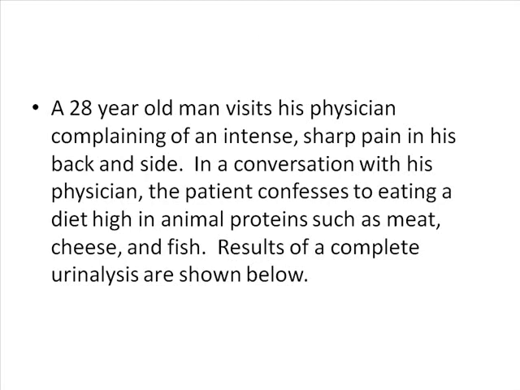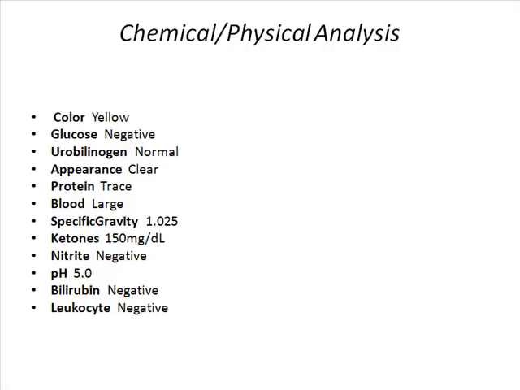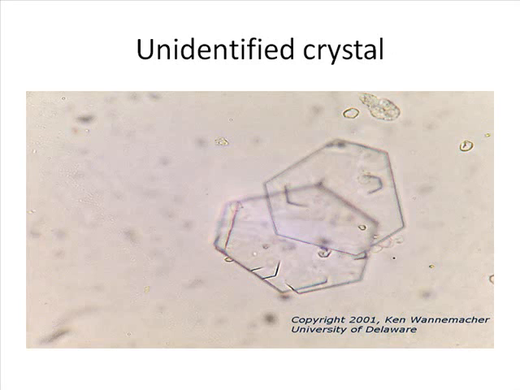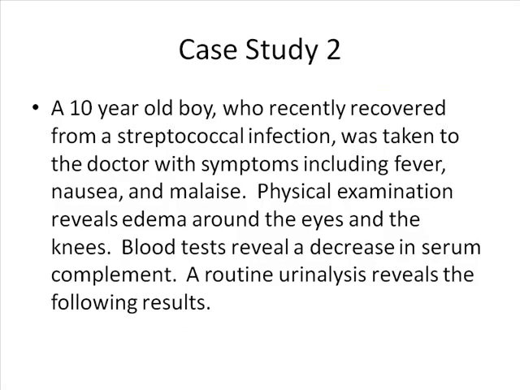Now, here is a case study. And you can see this guy, of course, if you remember this from way back, is a normal male. Notice he's got lots of red cells, few bacteria, 20 to 30, and some unidentifiable crystal. Here's the crystal. What is this? 1, 2, 3, 4, 5, 6. It's a 6-sided crystal, so this is cystine.